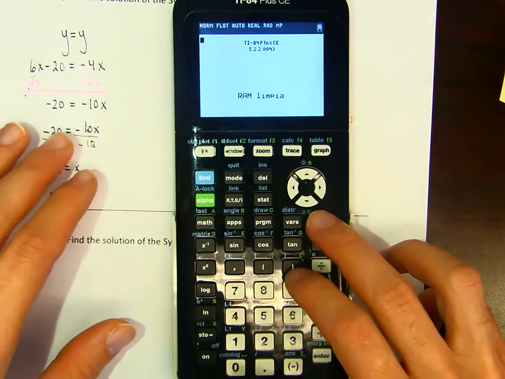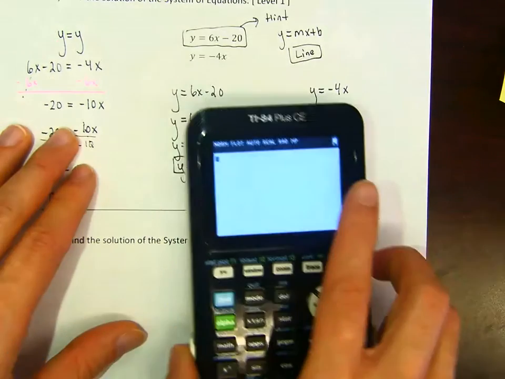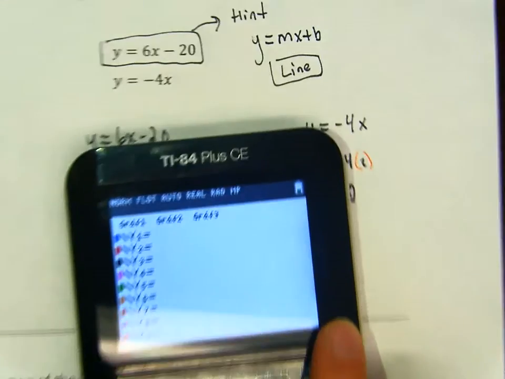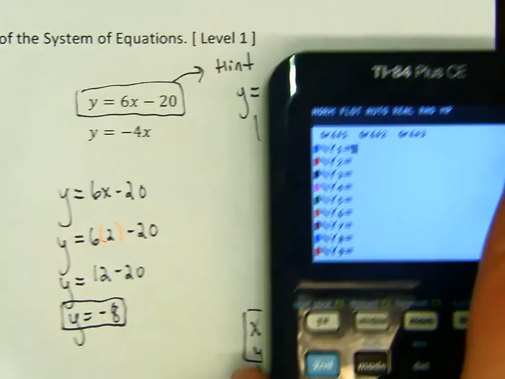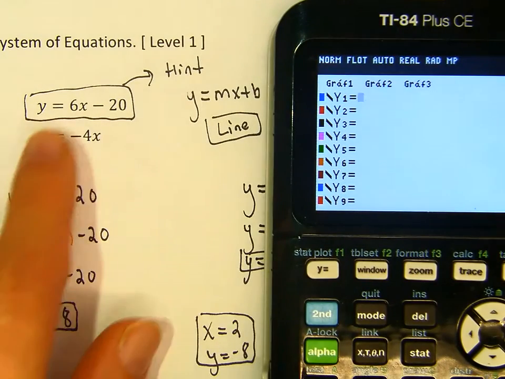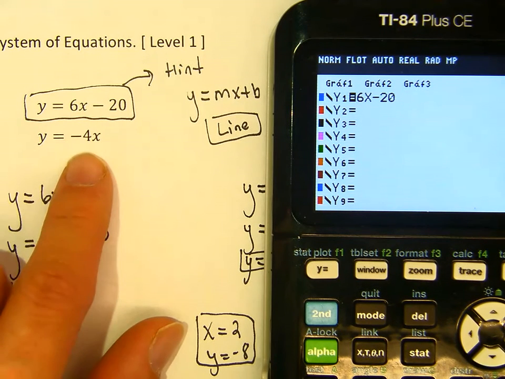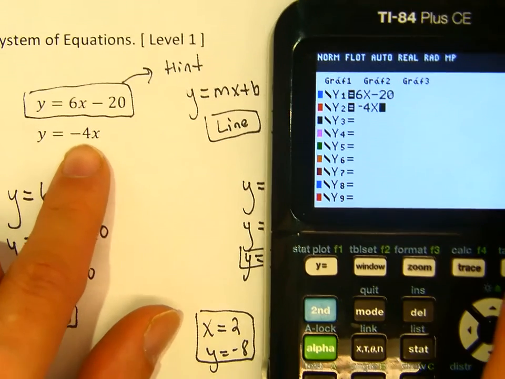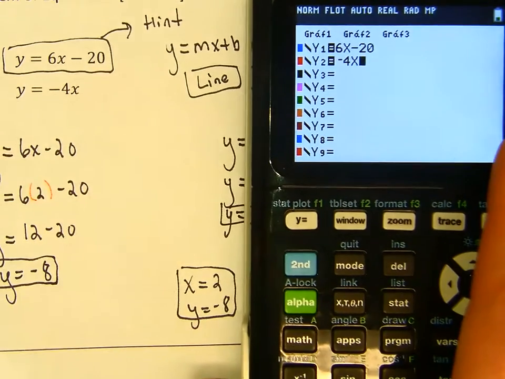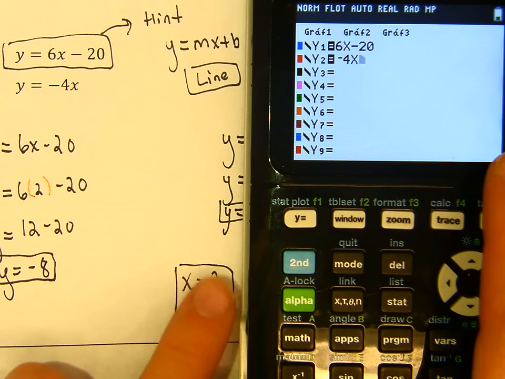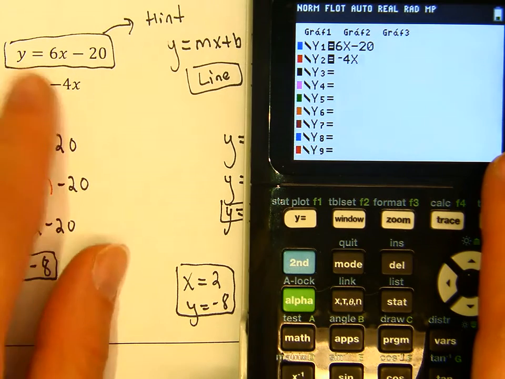And let's just examine something very quickly. If I go to y equals, let's plug in this equation, 6x minus 20, and the other one, negative 4x. Notice what we want to see is the connection between this solution (2, -8), when x is 2 and y is -8, with these two equations.